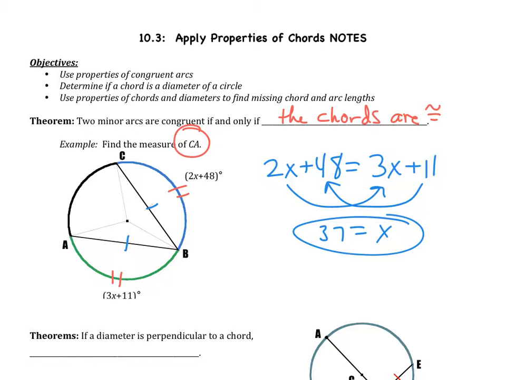What'd you get? 122? Okay. We got two people saying it's 122 and 122. Is 122 the answer? No. It says to find the measure of CA. It wants us to find this arc. Now what?